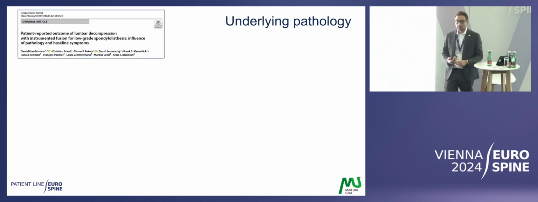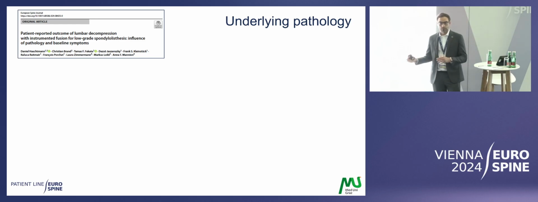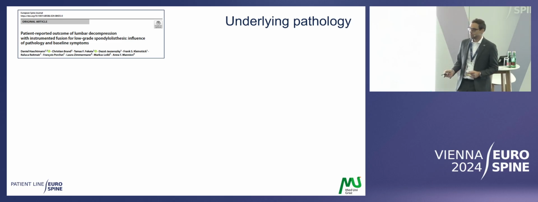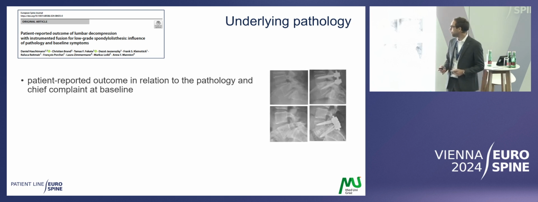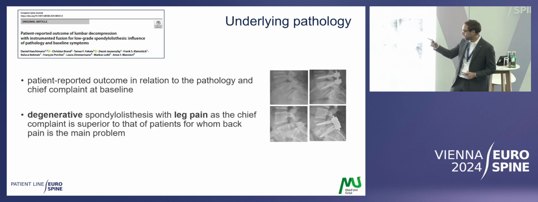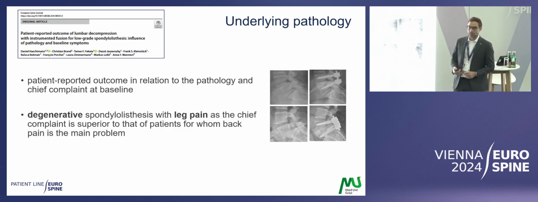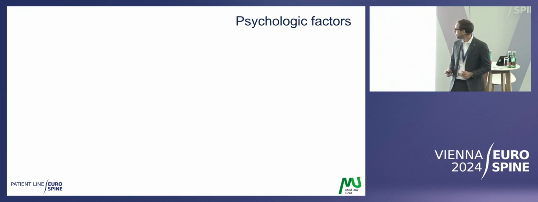Then, of course, the underlying pathology plays a role. It's a difference whether you have a lumbar disc herniation or a stenosis, or, in the case of spondylolisthesis, whether it is a degenerative listhesis or an isthmic spondylolisthesis. I picked out one study here where they again found that a degenerative spondylolisthesis with leg pain would produce the most satisfied patients, whereas back pain as the main problem had less satisfied patients again.